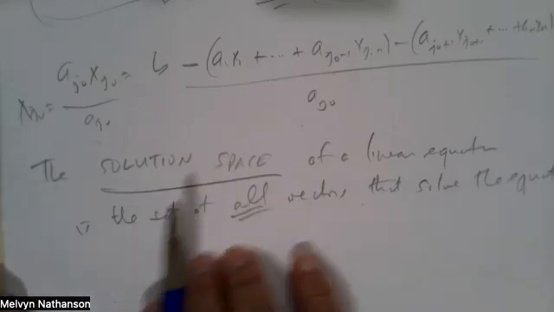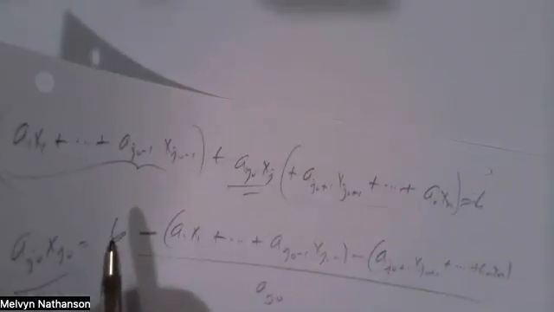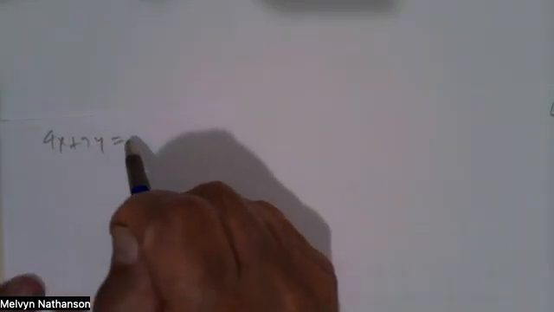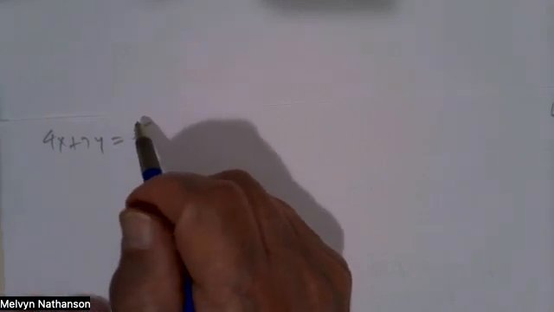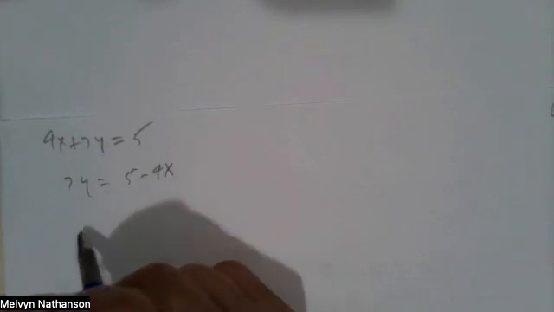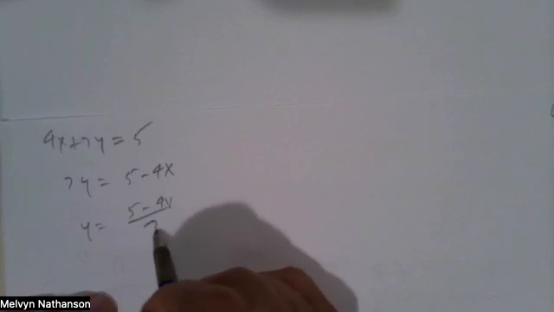Let's go back to look at the equation in two variables. 4x plus 7y equals 5. We're going to find all solutions. So we could do the following. 7y is 5 minus 4x. So y is 5 minus 4x over 7.